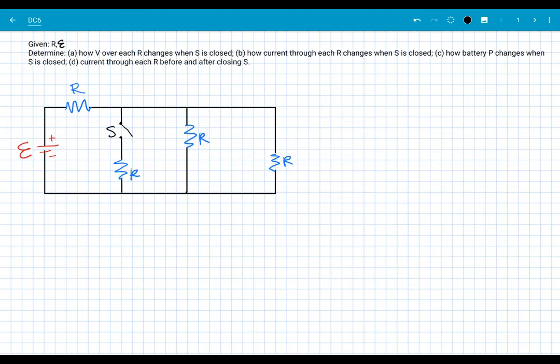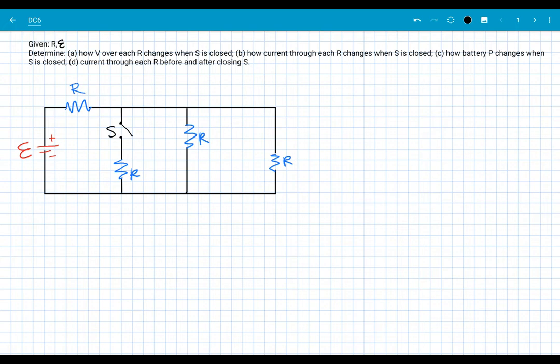Okay, let's look at this problem. This is our first problem that contains a switch, and I want us to slow down and look at this one carefully. This is the circuit as given, and I made things as simple as I could with the actual circuit. So we have a battery with EMF E, and then there are four resistors, and they're all identical. So they all have resistance R.